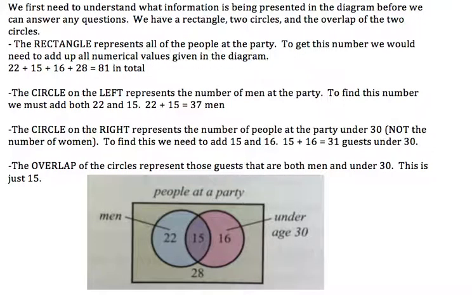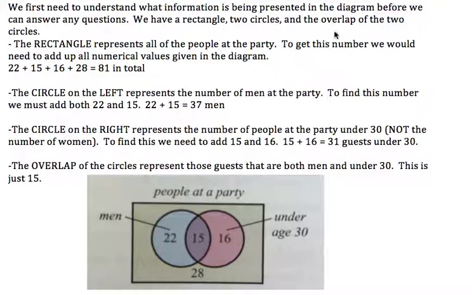We first need to understand what information is being presented in the diagram before we can answer any questions. We have a rectangle, identified here, that represents the people at the party. We have two circles, one on the left and one on the right. Those are identified as men and those under the age of 30.